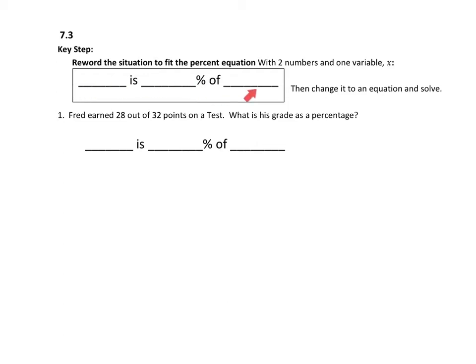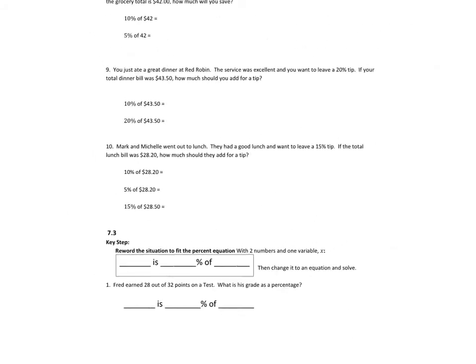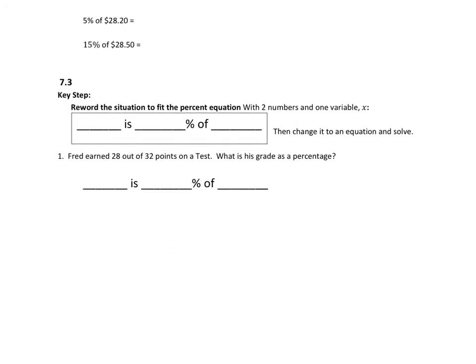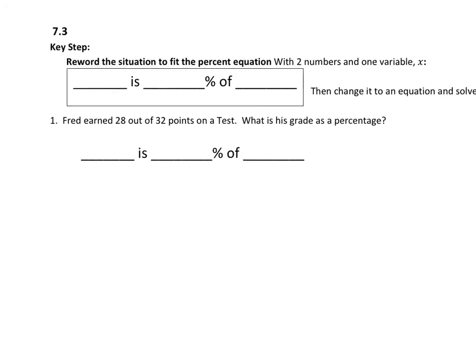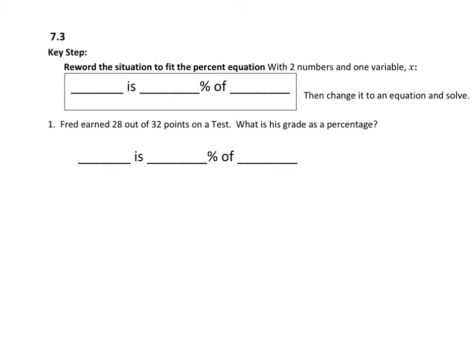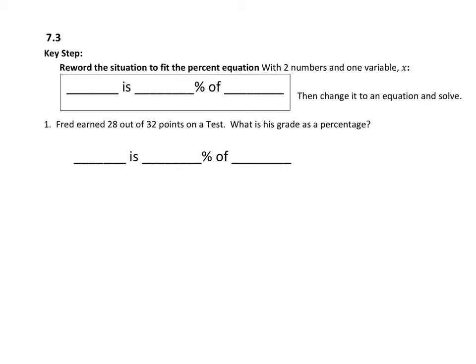So we want this sentence here: blank is blank percent of blank. We did some of that in the previous problems, in 7.2, and now we're going to apply that. If we can reword the situation into this sentence, then we can make an equation and solve. We will be using our calculator for this. So let's try it. Here's the story.